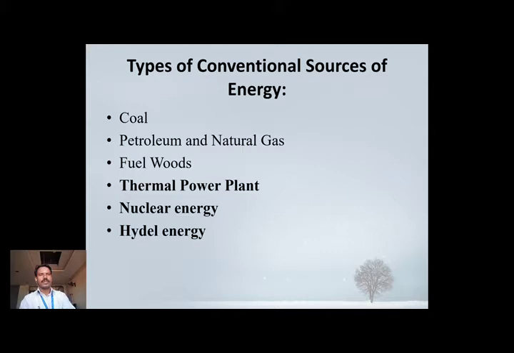It is possible to be asked 2 marks: what are the types of conventional energy resources? Coal, petroleum and natural gas. Fuel wood is generally used in rural and village areas. And then thermal power plant, nuclear energy and hydel energy. The last 3 we need to study in this subject.